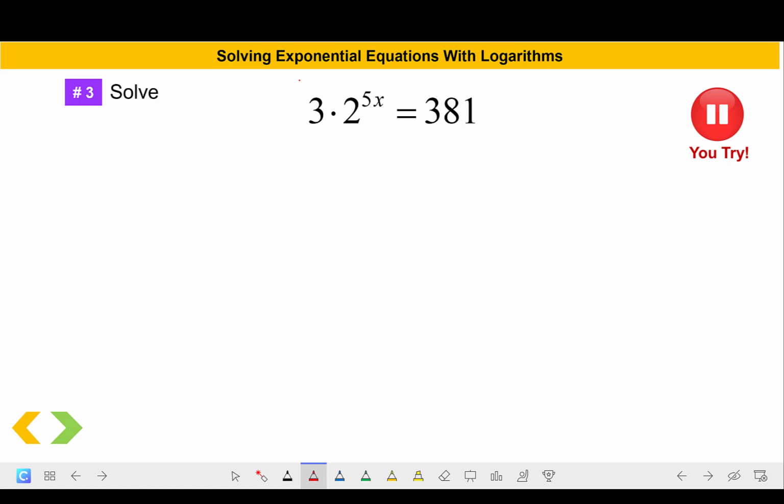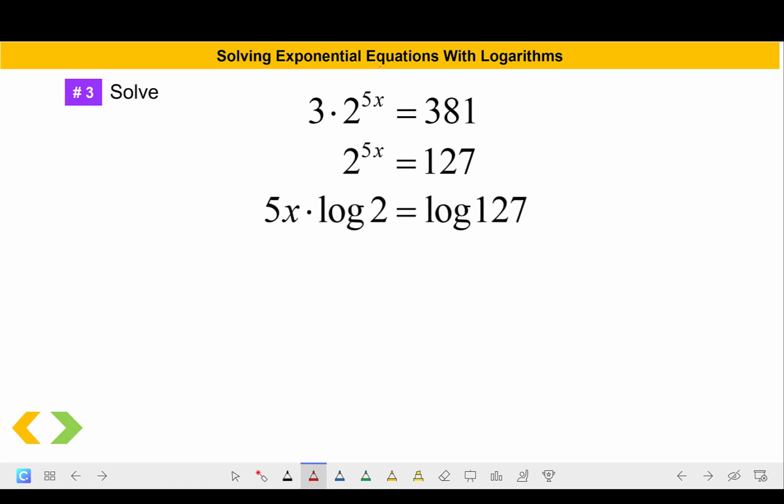Hopefully you're back. The first thing I'm going to do is isolate this first. So the very first thing I'm going to do is divide by 3. Once I divide by 3, I now have this in the position that I want. So I'm going to take the log of both sides. Now that I have the log of both sides, I have my x down here, so I need to isolate it. So I'm going to divide both sides by log 2.